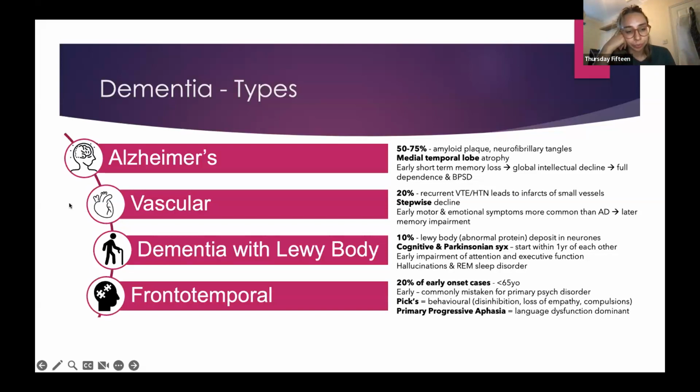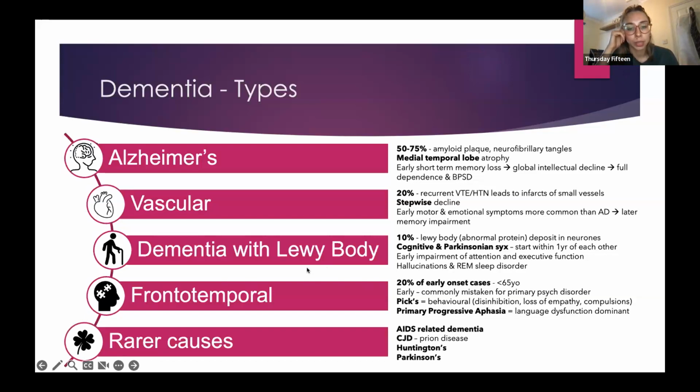Frontotemporal dementia is quite rare generally in the group of dementias, but actually it accounts for 20% of early onset cases. So of people under 65 who get dementia, 20% are frontotemporal. Initially, it's commonly mistaken for a psychiatric disorder because it has quite a lot of behavioural symptoms associated with it. So disinhibition, loss of empathy, and compulsive behaviours that are new for the patient. But there are other forms of frontotemporal dementia that are primarily associated with language dysfunction. So primary progressive aphasia is a different type of frontotemporal dementia.